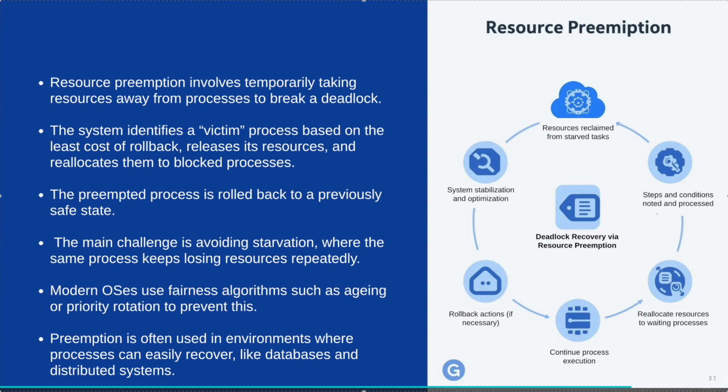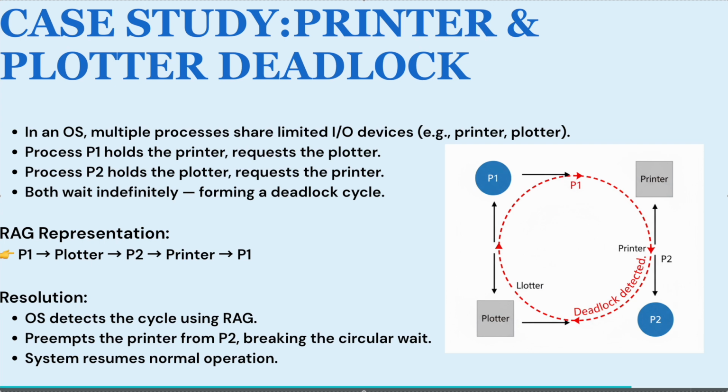Now we move on to the case study, printer and plotter deadlock, with its pros and cons. Let's look at a quick example. Suppose process 1 is holding the printer and requesting the plotter. Process 2 is holding the plotter and requesting the printer. The system detects this circular wait in the RAG: P1 to plotter to P2 to the printer back to P1, confirming a deadlock. To fix this, the OS can preempt one resource, say the printer, from P2, break the cycle and allow both to proceed.